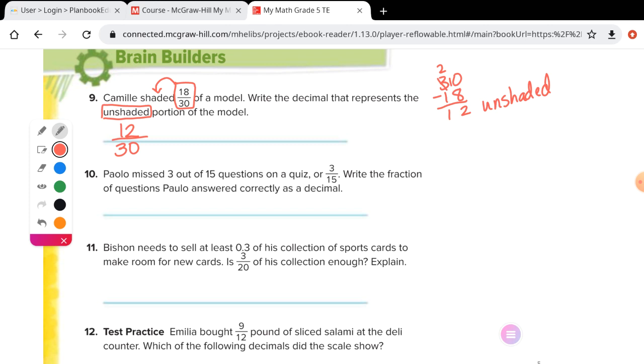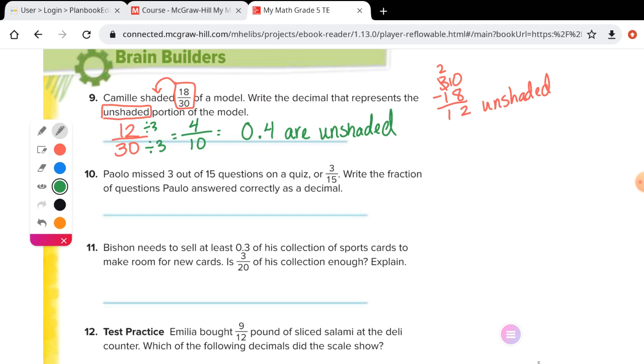Okay, so 12 again, always shoot for the smallest one first. Divide by 3, divide by 3. So that would be 10. What is 12 divided by 3? 4. How do we write that as a decimal, Hutley? Yeah, so 0.4 are unshaded. If you got a different answer, that means it's incorrect.